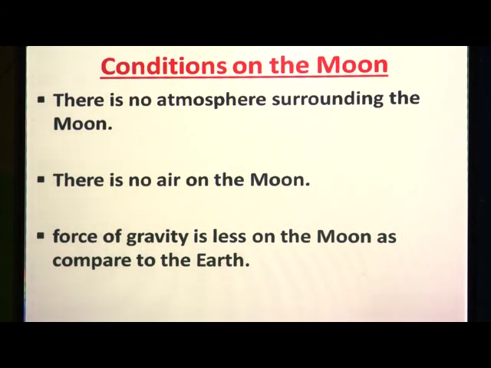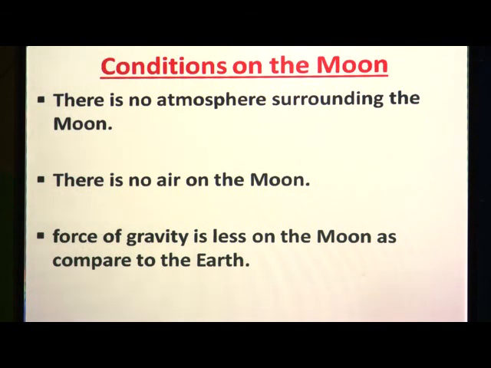That is why anything that is thrown up comes down. For example, if you throw a ball in the air, what happens? After some time, or within a second, the ball comes down to the ground. Why is this happening? This is due to the force of gravity, which attracts the ball towards the ground.